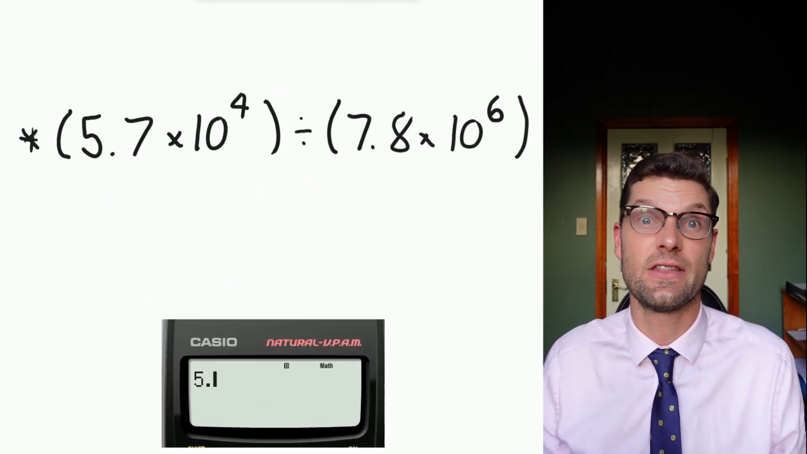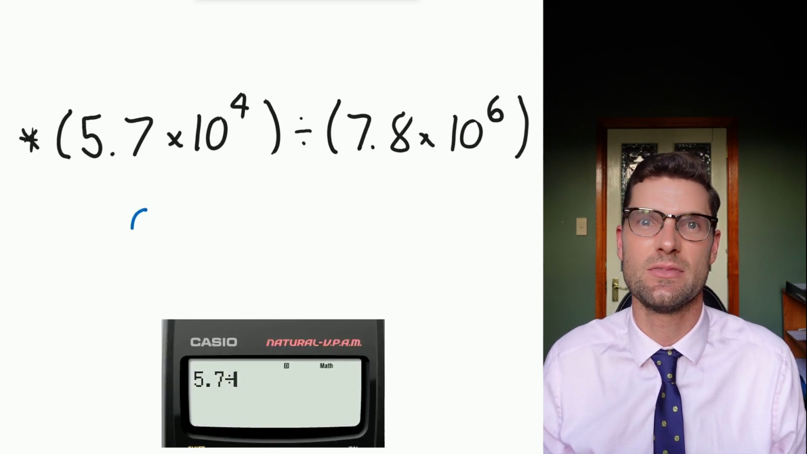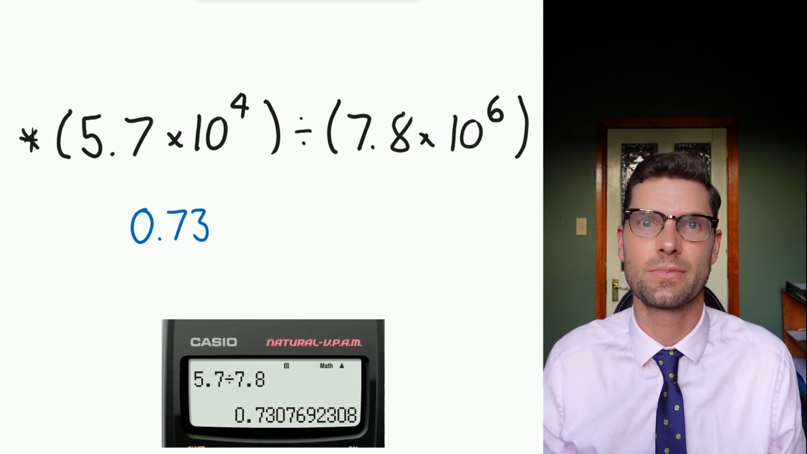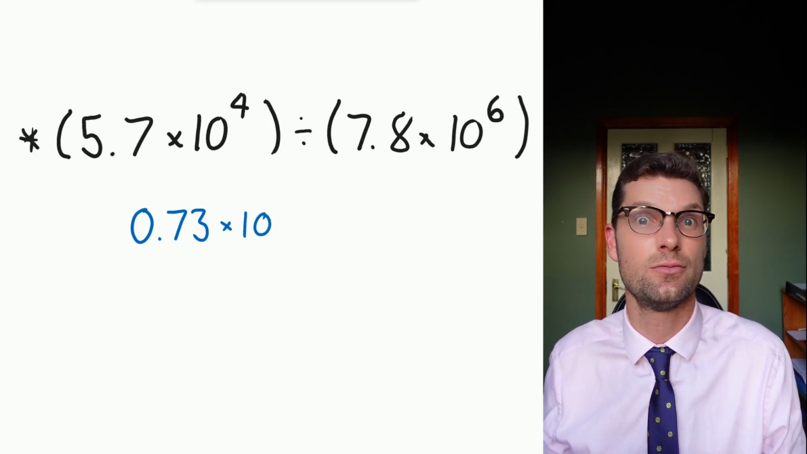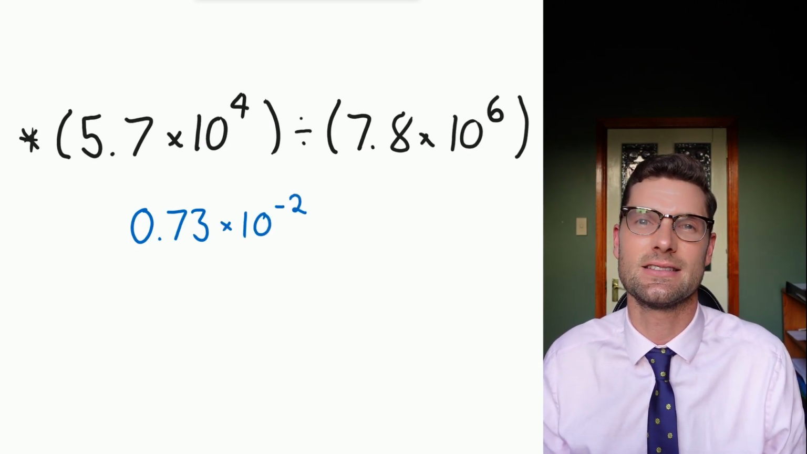So nothing really changes for these division questions. I just type those first numbers in and I get 0.73. Then I've got times 10 to the power of something. 4 minus 6 is negative 2. So then that is my answer to start.